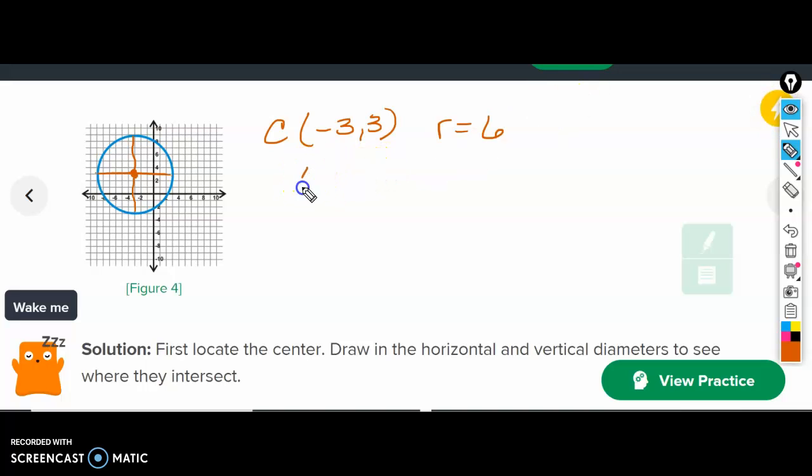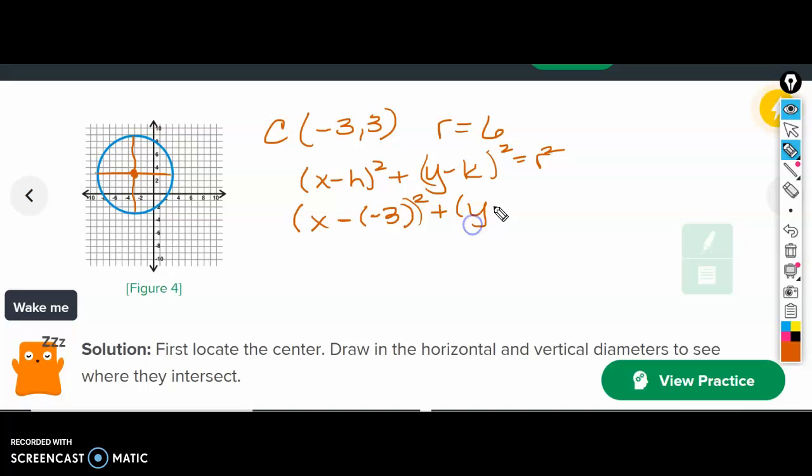So if I have my equation x minus h squared plus y minus k squared equals r squared, then I would go ahead and substitute in. X minus h, that's going to be the negative 3. Plus y minus 3. And that's going to equal 6 squared. So I'm substituting in, and then I'm going to simplify.